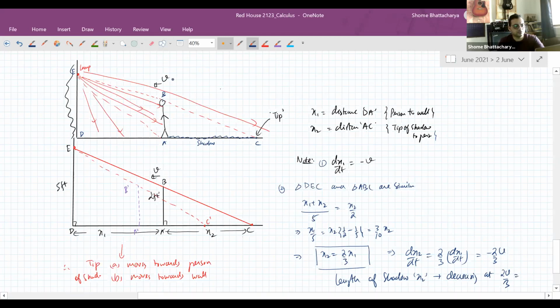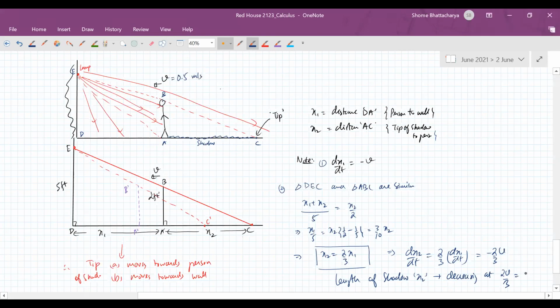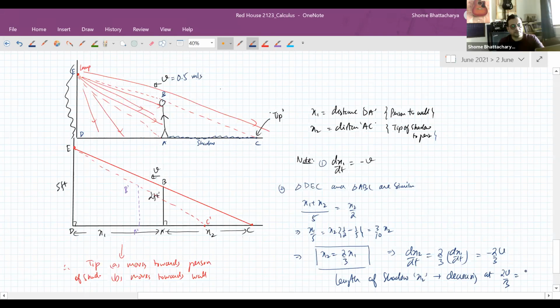Where this v was how much? It was 0.5 meters per second. That is, yes, 1 by 3 or 0.33 meters per second. So the length of the shadow is decreasing at this rate.